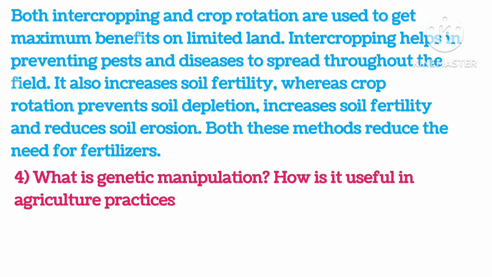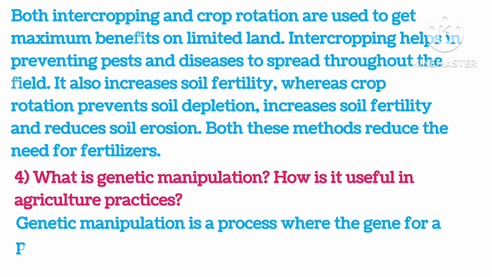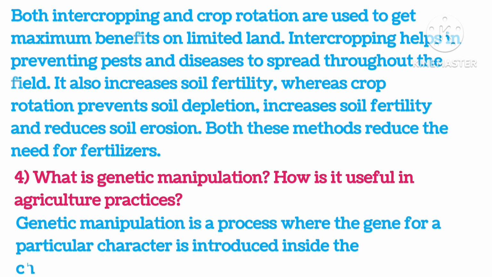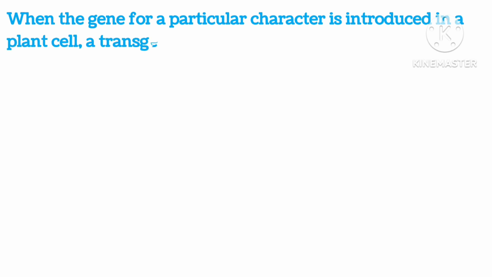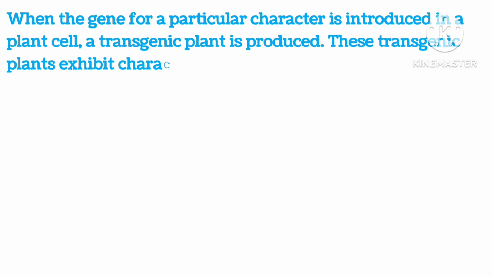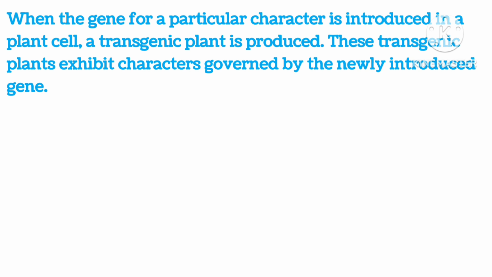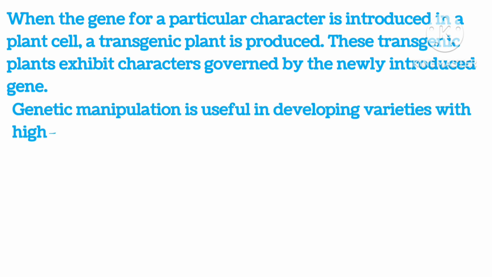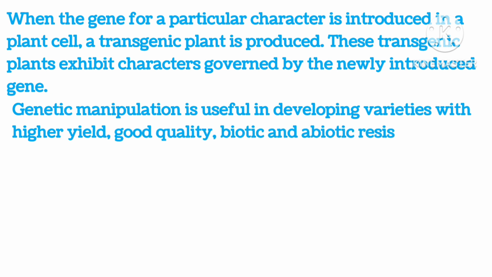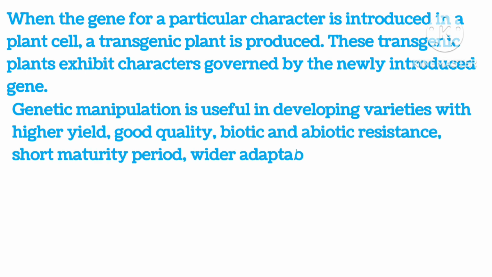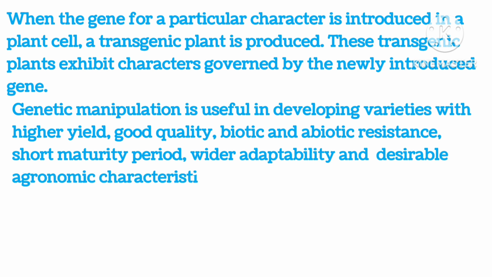What is genetic manipulation and how is it useful in agricultural practices? Genetic manipulation is the process where the gene for a particular character is introduced inside the chromosome of a cell. When the gene for the particular character is introduced in the plant cell, a transgenic plant is produced. This transgenic plant exhibits the character governed by the newly introduced gene. Genetic manipulation is useful in developing varieties with higher yield, good quality, biotic and abiotic resistance, short maturity period, wider adaptability, and desirable agronomic characteristics.